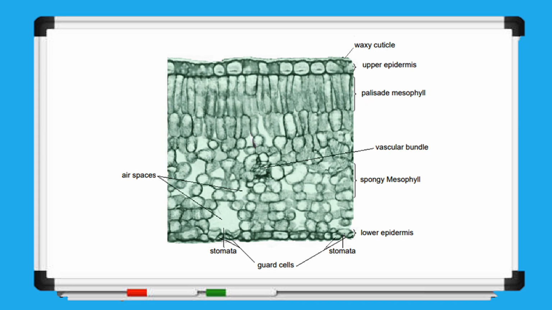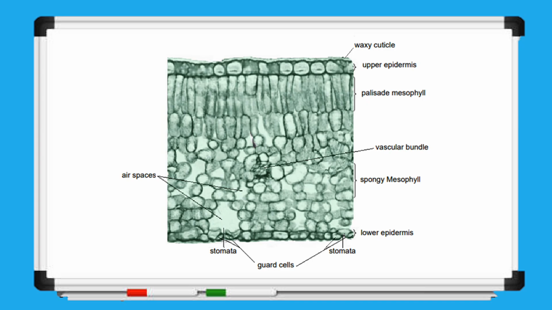And, keep in mind, this is an exam-style question taken from a past paper. Make sure you learn all the labels thoroughly so you don't lose any marks. At the very top, you can spot the waxy cuticle, again, a thin barrier that prevents water from evaporating too quickly. Right underneath that is the upper epidermis, a layer of protective cells. Just below the epidermis lies the palisade mesophyll. These cells are long, stacked closely together, and packed with chloroplasts. This is where most of the light absorption happens.